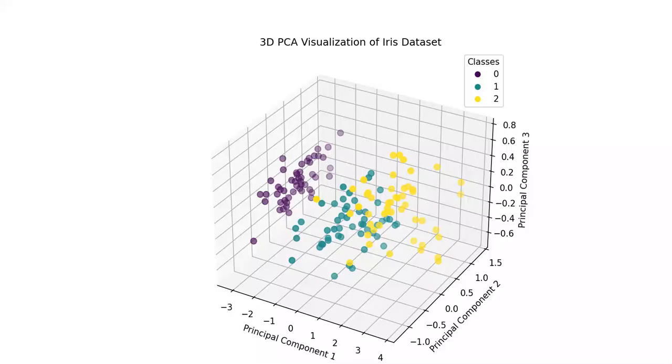Here is the output of the code. In this output, each point in the graph represents one flower sample. Different colors indicate different flower species. The three axes represent the three principal components generated by PCA. Similar flowers appear close together, while different flowers appear farther apart. The graph helps visualize patterns and class separation in the dataset after dimensionality reduction.